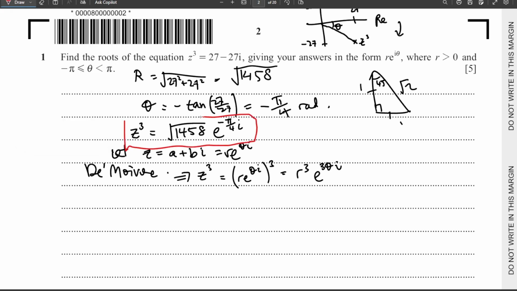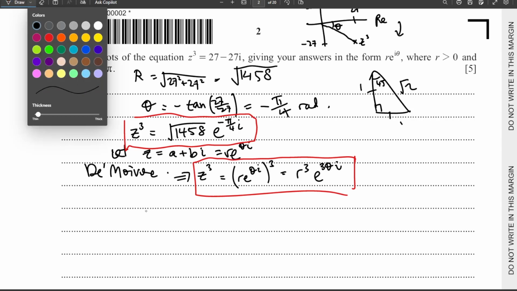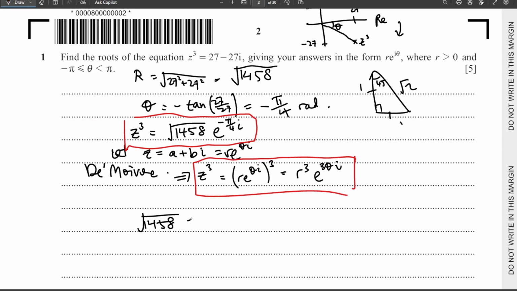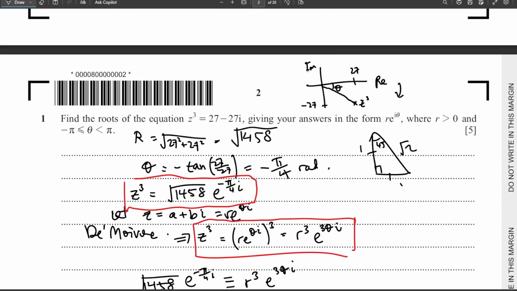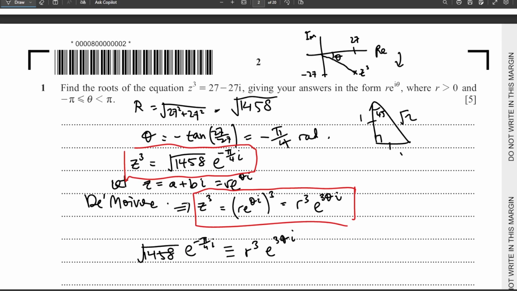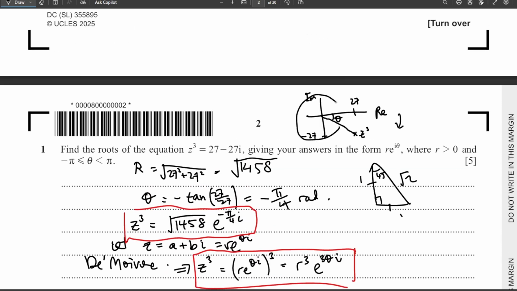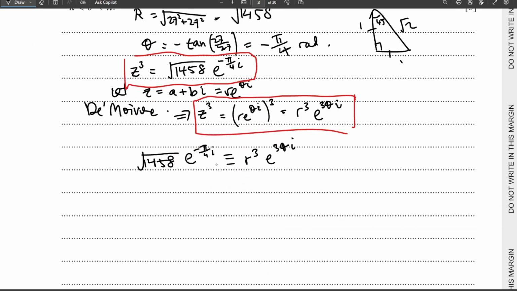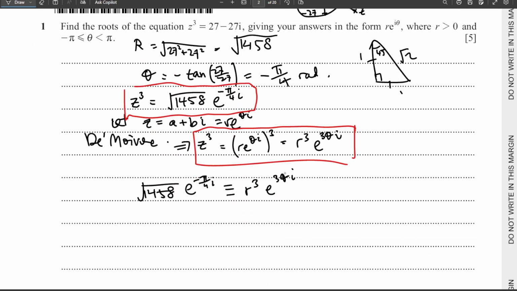We have the one with our value and the one from de Moivre's theorem, and we can equate them. So the square root of 1458 is the same as r cubed e to the power of 3 theta i. Of course, this is not really complete, because there are infinite equivalent answers to this. Every time we spin 2 pi radians, we get the same answer again. So either way, we have to add 2 pi n to one of these, but we'll deal with that later.